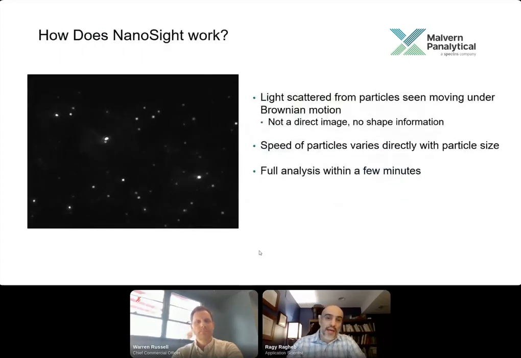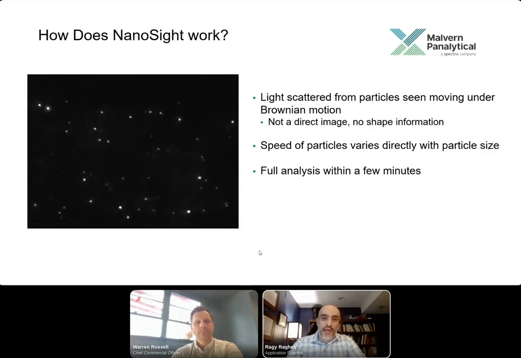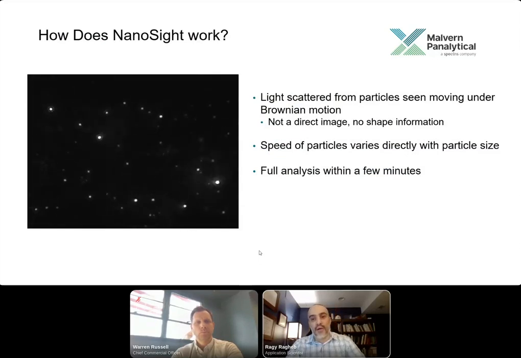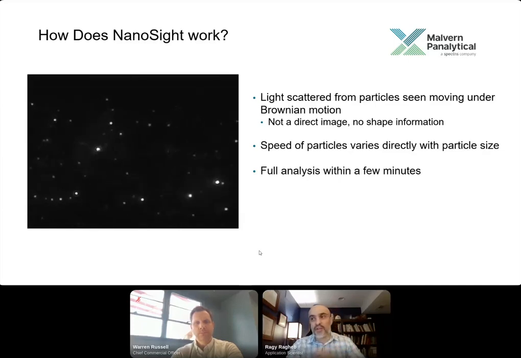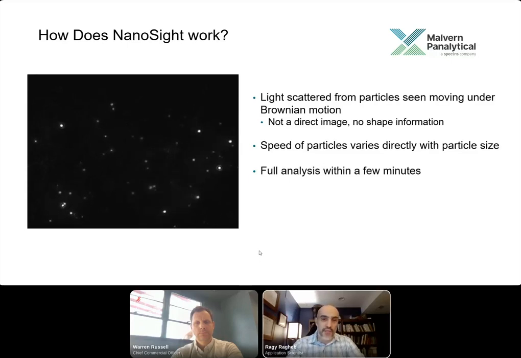Again, to reiterate, what we're doing is visualizing the light scattered off particles moving around in Brownian motion. It's not like SEM or TEM where you're looking directly at the particle. But because we're looking at light scattered off the particles, we can relate that movement to the size. The whole analysis can take a few minutes, depending on how many repetitions you want to do of a single sample for reproducibility's sake, or how long the videos you want to record. That will all come into play in terms of the analysis time. But all in all, it is just a matter of a few minutes.